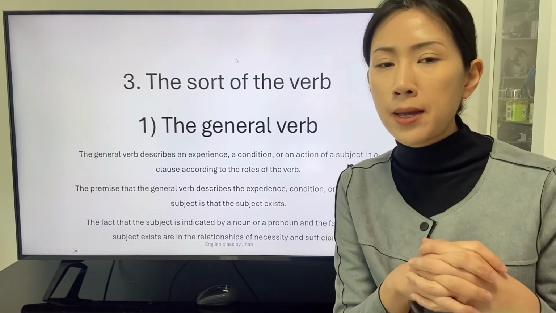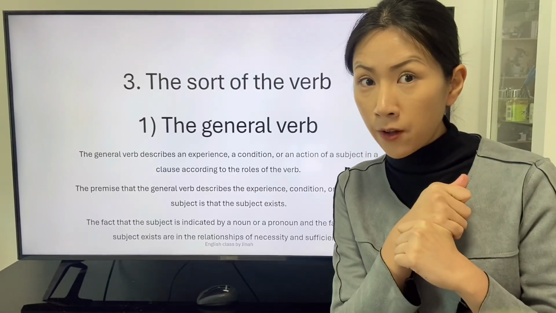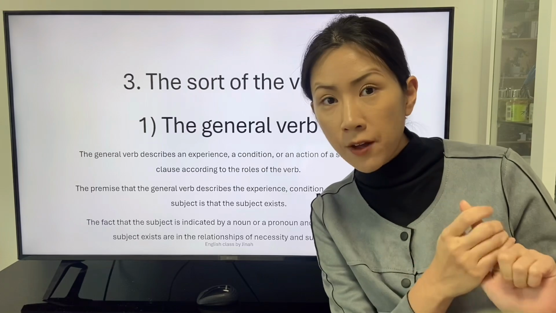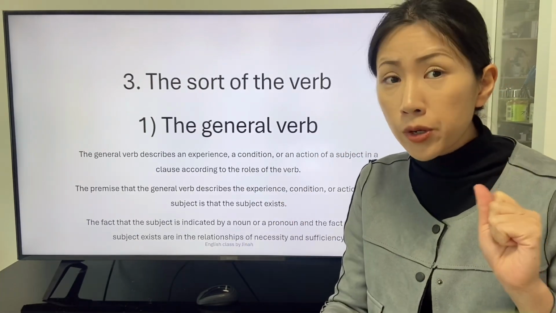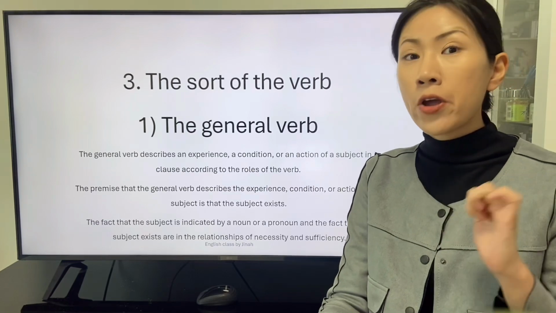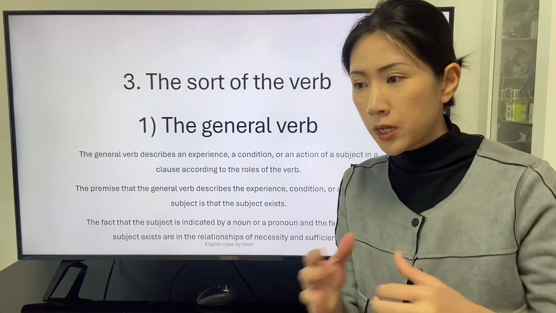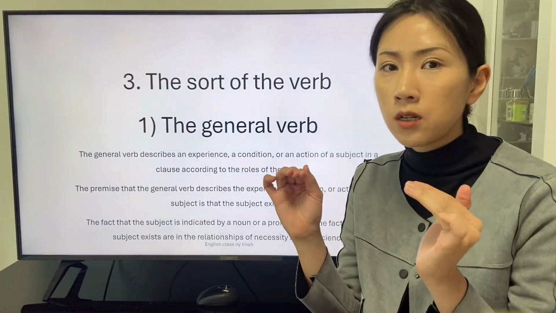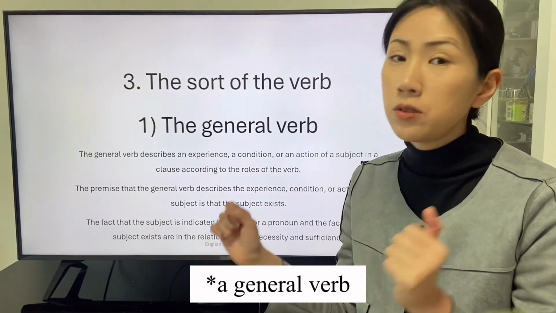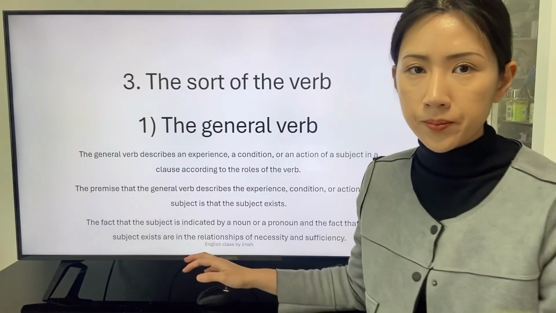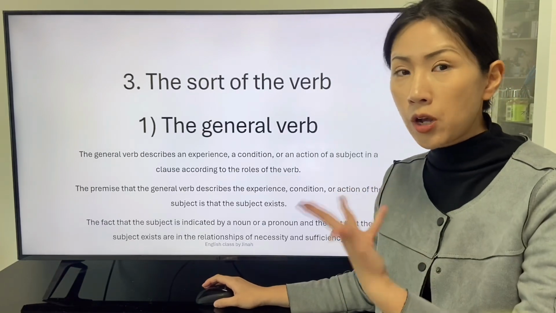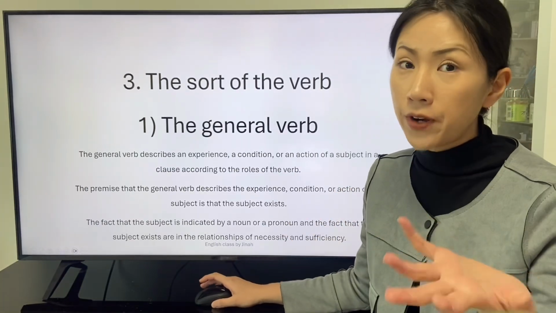We've studied about the definition of a verb and the roles of a verb. From now on, we will study about the kinds of a verb. There are two kinds of a verb. The first one is a general verb, and the other one is a be-verb. Let's start to study with the general verb.